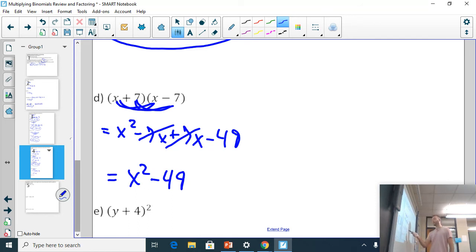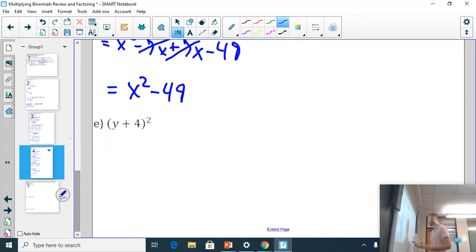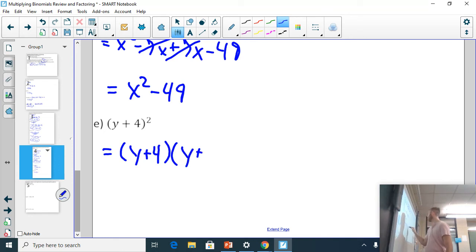Now notice 49 is a perfect square because we got it from 7 times 7, and we don't have a middle term. That'll come up later again with our difference of squares. And one last time, we have another squared. But I kind of want us to see the pattern of what happens when we are squaring something. Remember, we can't just put that squared in because this means y plus 4 times y plus 4.